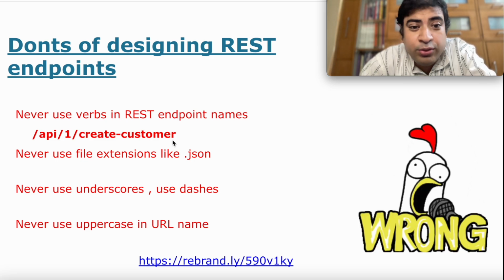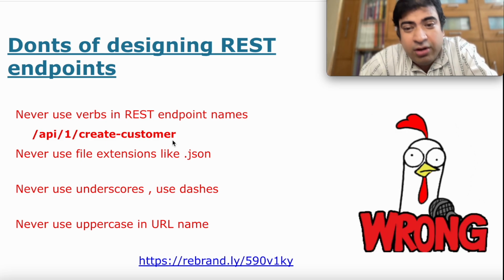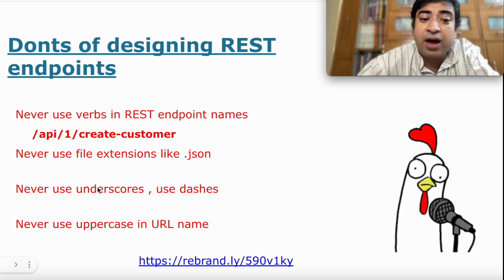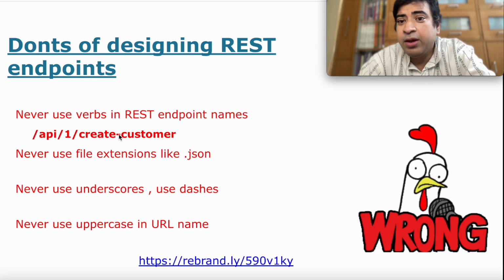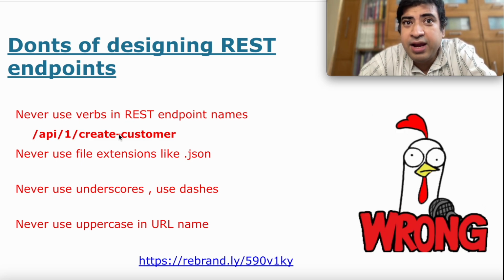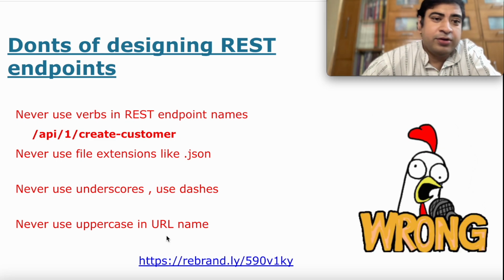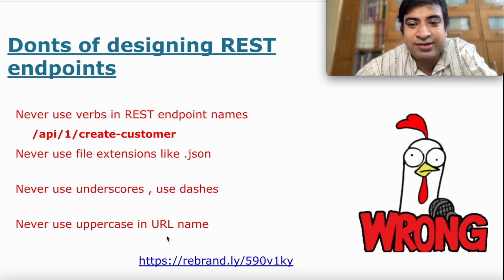The URL name should only contain the nouns which represent the resources, because you can think of the resources as basically the database tables. And then never use file extensions and never use underscores. Always use dashes or hyphens. Like say for example, I need to use a name which is business customers. Then I will use something like business-customers. And never use uppercase in URL names. So these are the different forbidden things which we should not do while designing a REST endpoint.